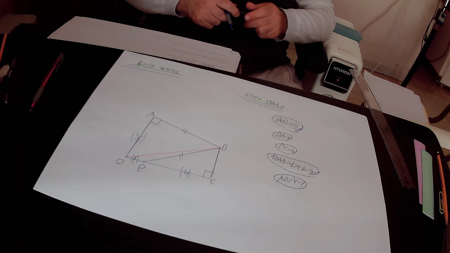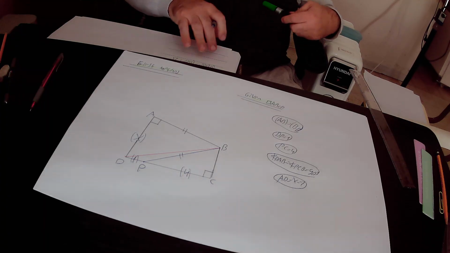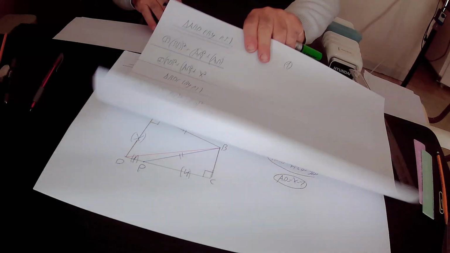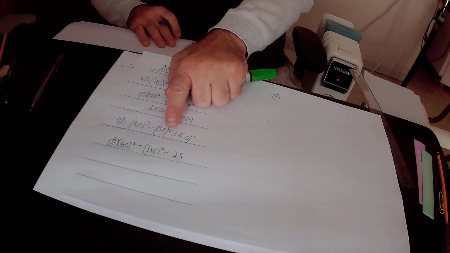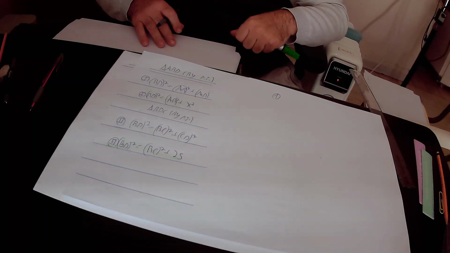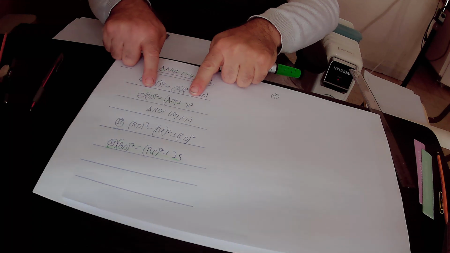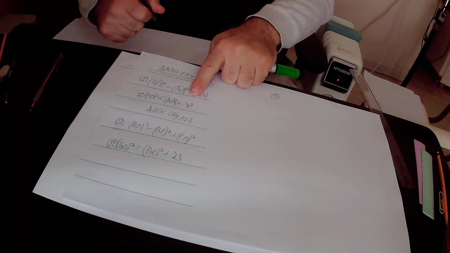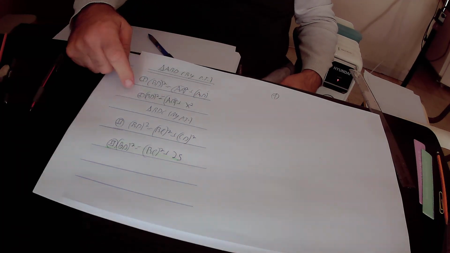So in total, according to equation 2, we found out that BD squared, that is the square of the hypotenuse, equals BC squared plus 25. According to equation 1, we have already found out that BD squared equals AB squared plus x squared. So we have two different equations for BD squared, equation 1 and equation 2.